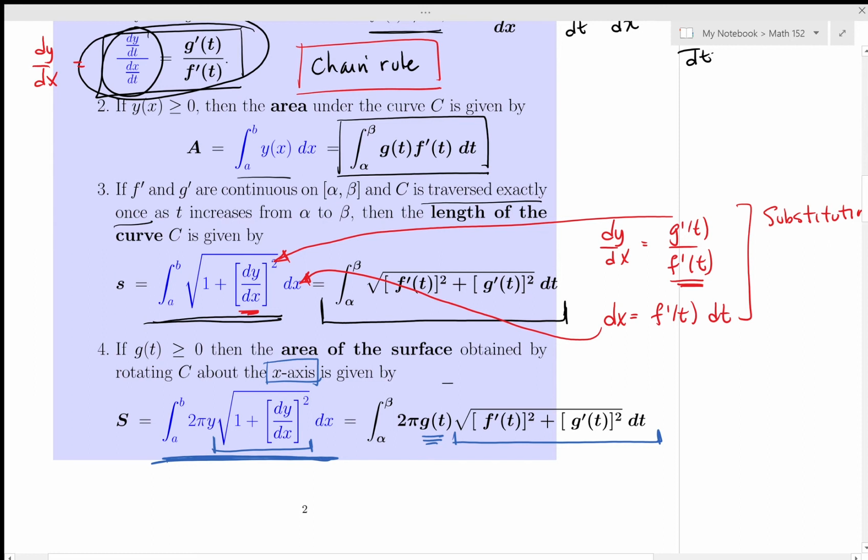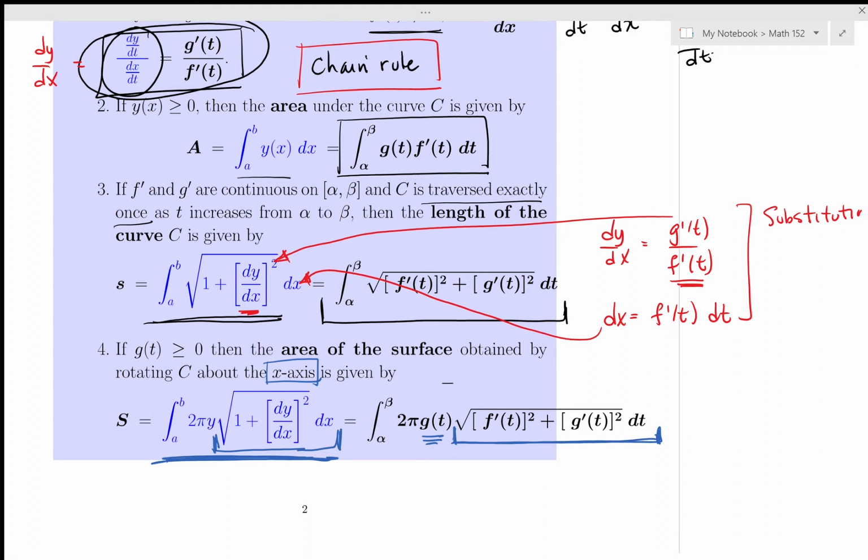I should maybe go just a little bit longer here. This portion here is exactly the same as above, and it becomes this portion here, and then the 2 pi y becomes 2 pi g of t, because y is g of t. Okay, there we have area, arc length, and surface area that we can now compute if we're given a curve defined parametrically.